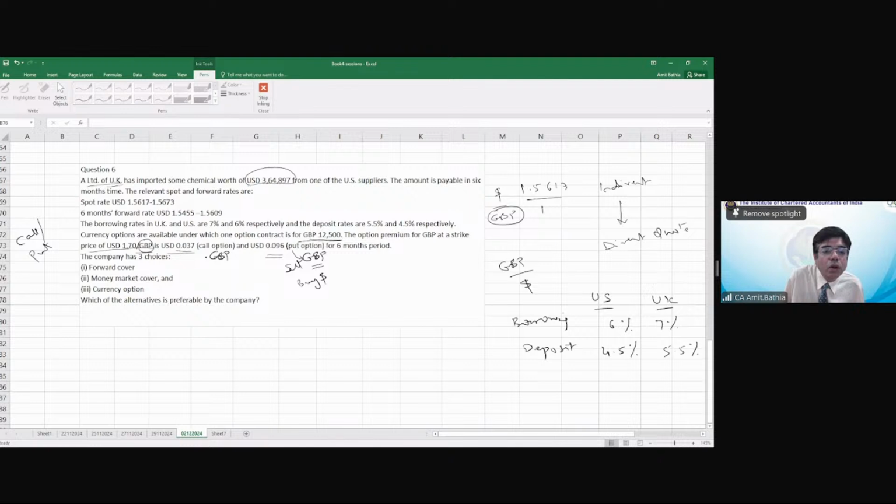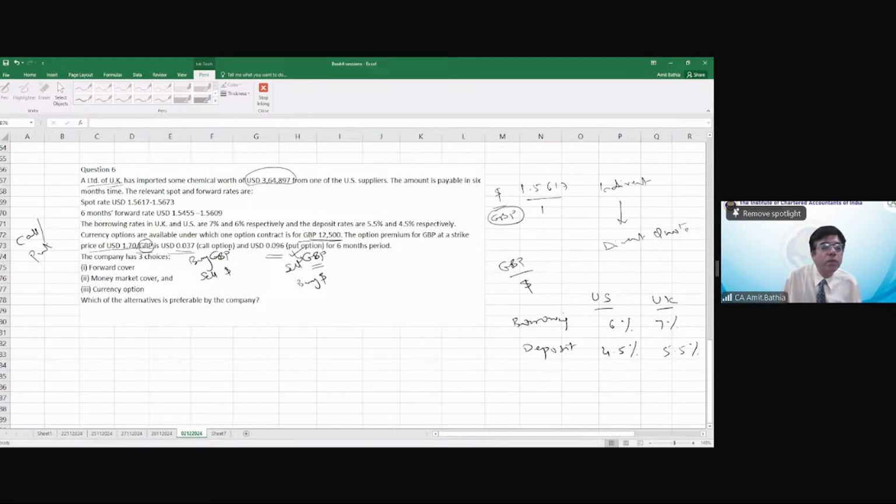While over here, call option is about buy GBP and sell dollar. So that is the reason we will go for put option, because I want to buy dollar. The company has three choices: forward cover, money market cover, and currency option. Which of the alternatives is preferable by the company?